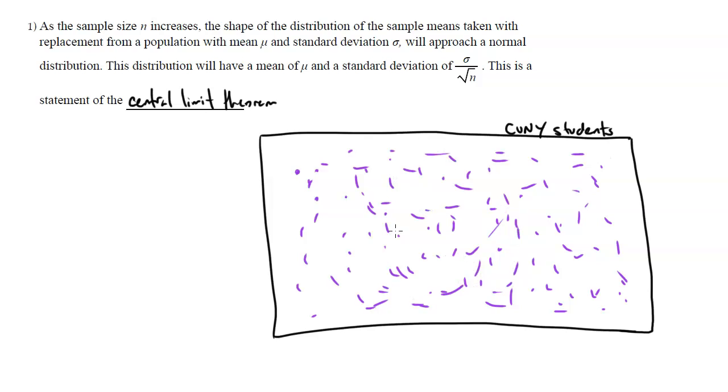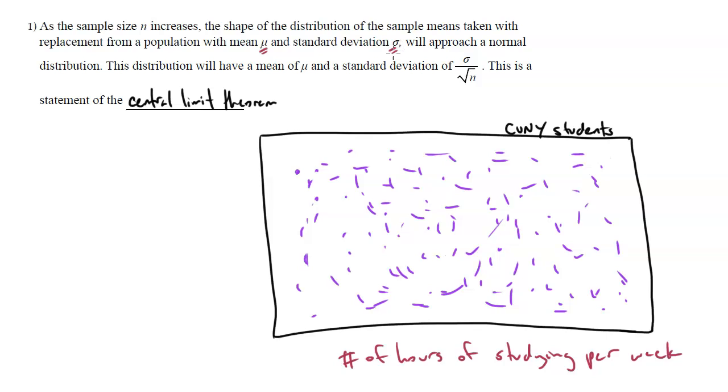And let's say we're measuring the number of hours of sleep per night. No, let's say the number of hours of studying per week. We can get more variation on that. The number of hours of studying per week, during this pandemic, this remote learning period that we're going through. So this population has a mean of mu and a standard deviation of sigma.